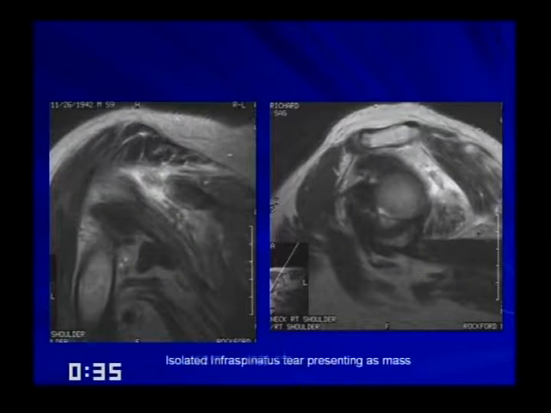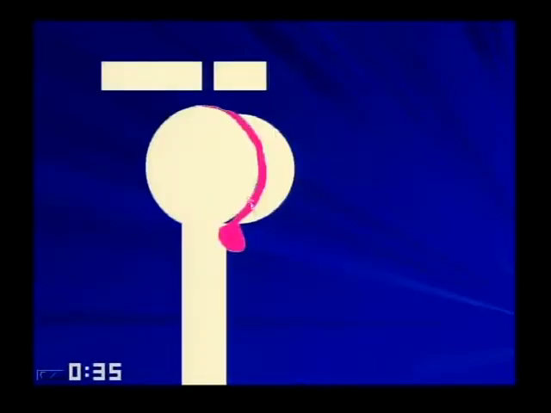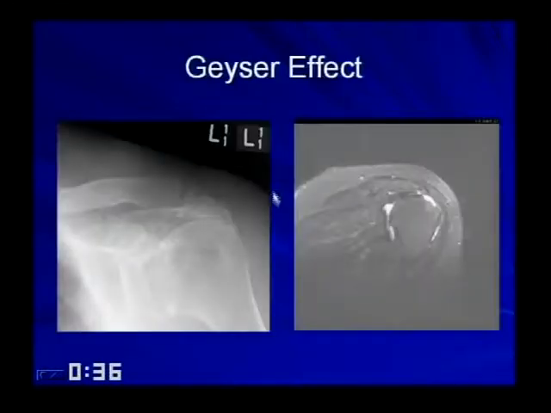And let me just end up with a couple things I want to make you aware of. One is called the geyser effect. Here we have a chronic rotator cuff tear, and the fluid is going into the AC joint. What happens is you get this chronic rotator cuff tear, fluid goes up into the subacromial bursa and into the AC joint, and voila, a geyser, and they present with soft tissue masses. Here you can see this chronic rotator cuff tear in the soft tissue mass.